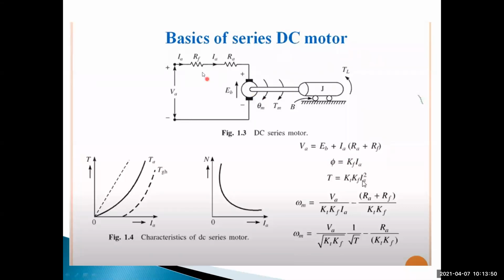The field winding is connected in series, so you will get an extra resistance called field resistance RF. VA is equal to E plus I into RA, sorry, I into RA plus RF. The torque is proportional to IA square, and the speed is inversely proportional to the torque. That's why we get these relations. From these relations, the torque versus IA characteristics is a parabola and the speed versus IA characteristics is a hyperbola, like this. Under no load condition, the speed of the DC series motor is dangerous. That's why DC series motors are not operated under no load condition.